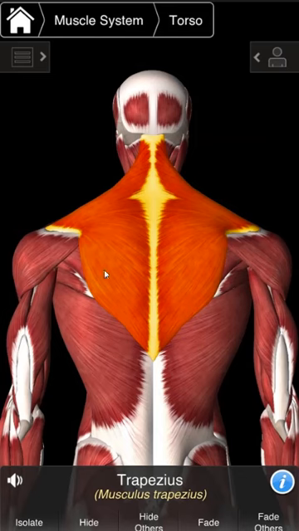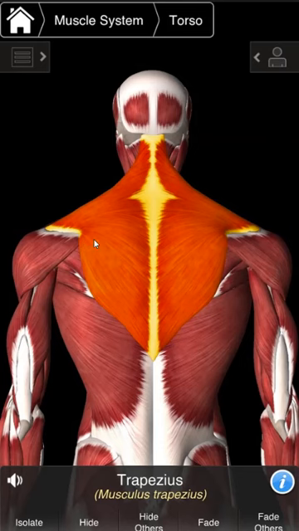And then section 4 are these most inferior fibers down here. So because of their relationship between themselves and their insertion here on the spine of the scapula, section 4 is actually also going to cause upward rotation. And then you get retraction and depression as well.